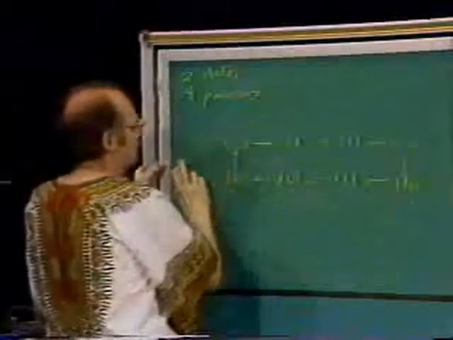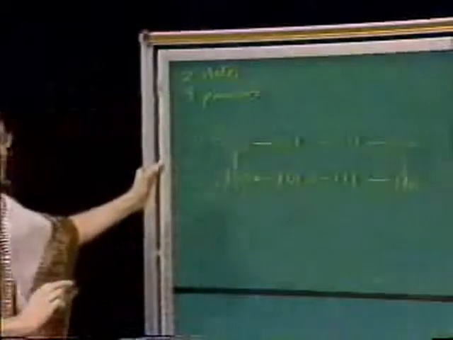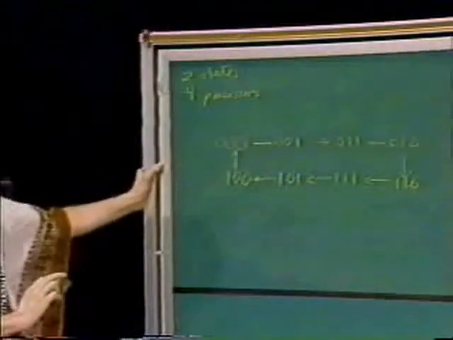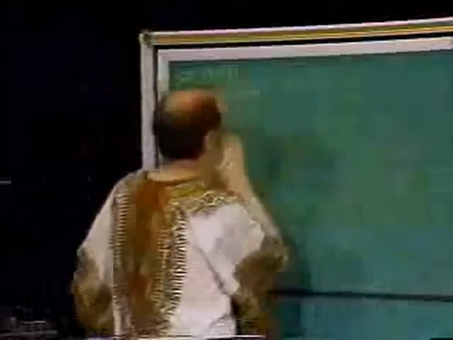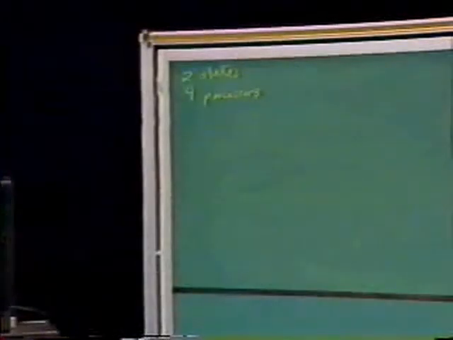Okay. Now, in four processors, each one only knows three of the bits of the state. Each processor only knows its own state and the states of the two neighbors. So, ideas?